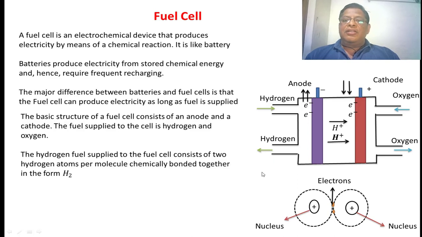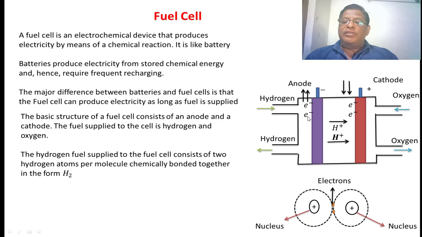In this case, the fuel is hydrogen and oxygen. First, we are supplying the hydrogen to the anode. The hydrogen is nothing but H2. The molecule of hydrogen consists of two nuclei which are sharing two electrons. So, whenever we are supplying the fuel to the anode, this molecule will be broken into four parts: two H plus ions, two electrons.